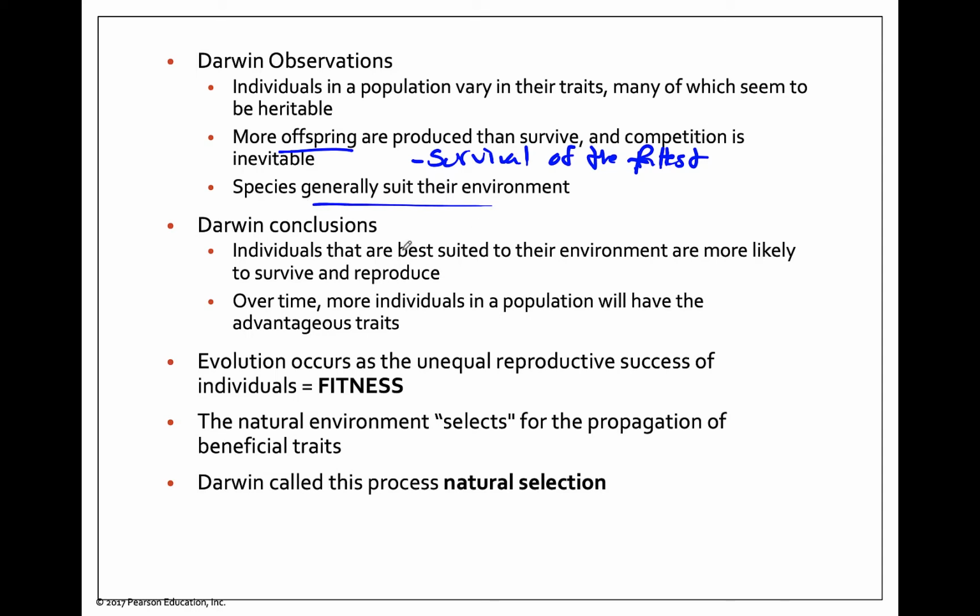Organisms that live on land don't look the same as organisms that live in the water because those are completely different environments. So what he concluded was that if you are well suited to your environment, you are more likely to live and have babies. And then eventually over time, because traits are inherited, if you make more babies, you make more things that look like you. And then those traits are going to be pervasive in your environment.